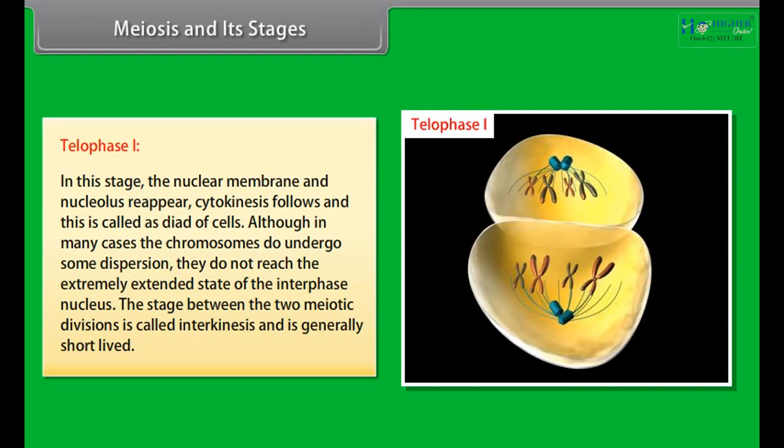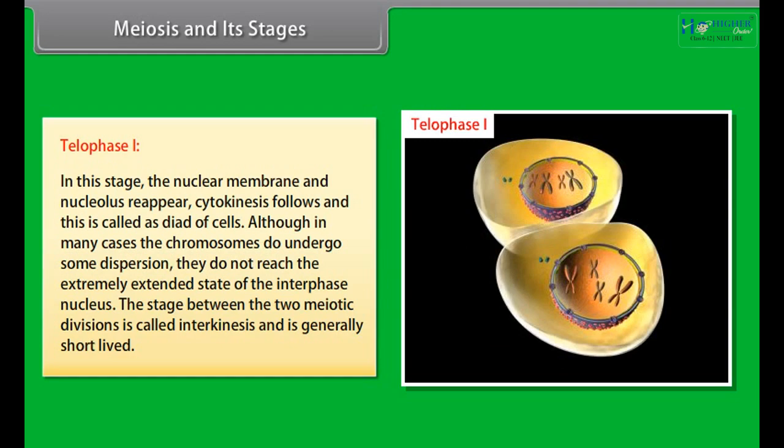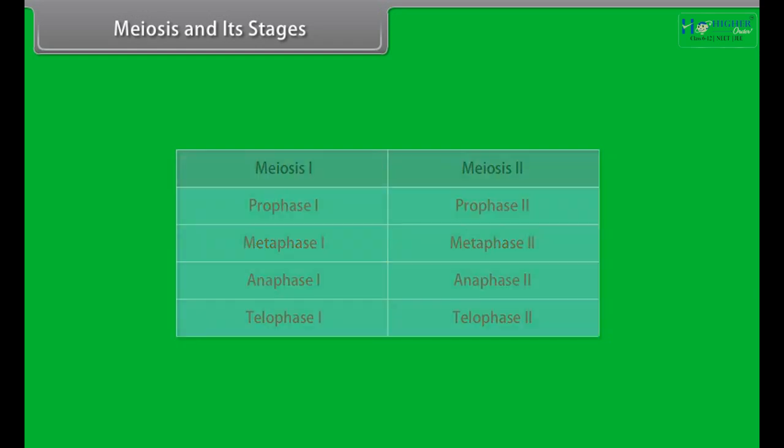Although in many cases the chromosomes do undergo some dispersion, they do not reach the extremely extended state of the interphase nucleus. The stage between the two meiotic divisions is called interkinesis and is generally short-lived. Interkinesis is followed by prophase 2. Meiosis 2 is initiated immediately after cytokinesis, usually before the chromosomes have fully elongated. In contrast to meiosis 1, meiosis 2 resembles a normal mitosis.